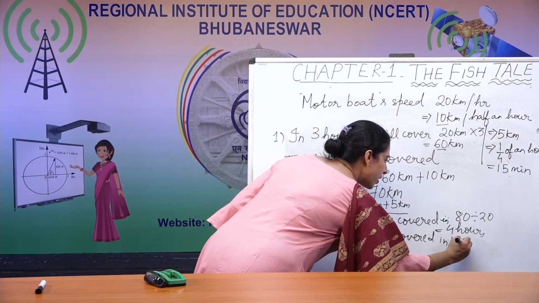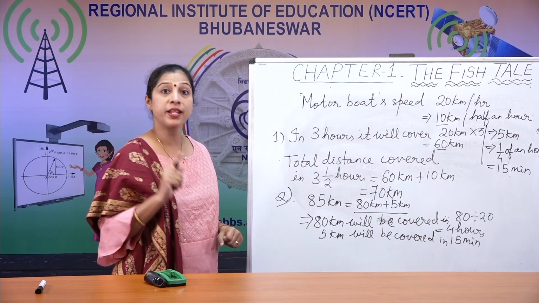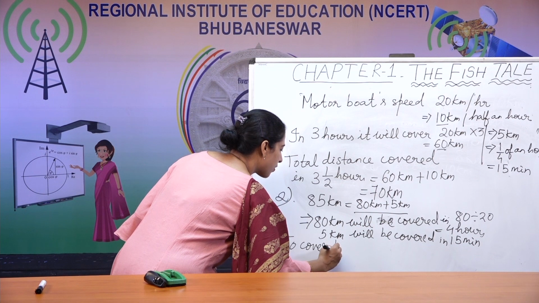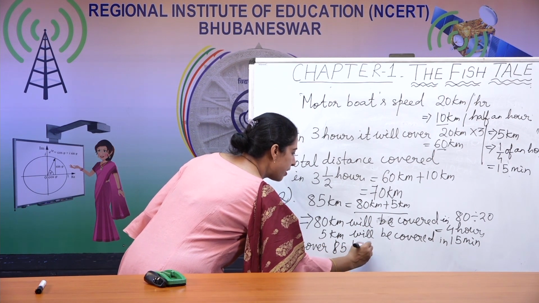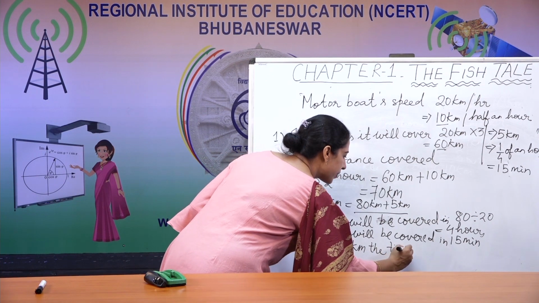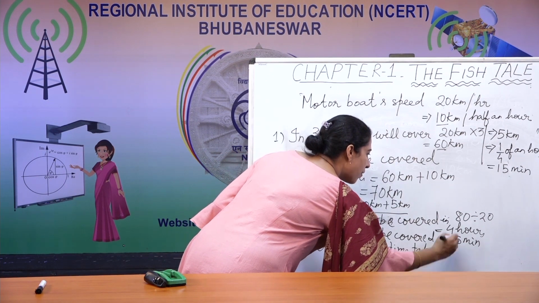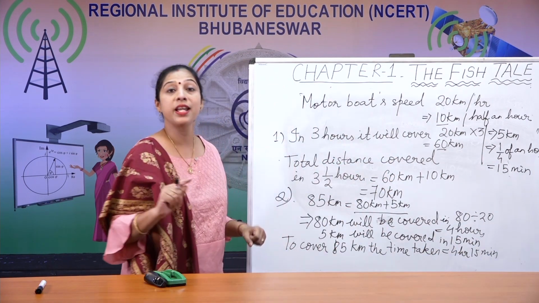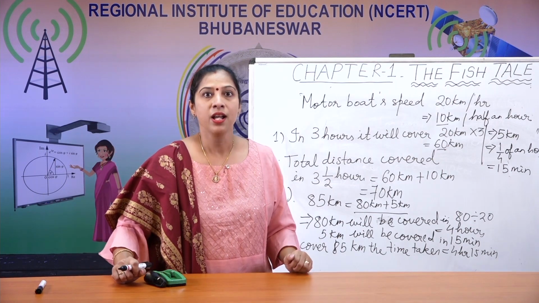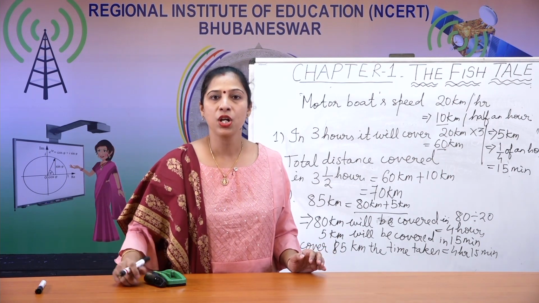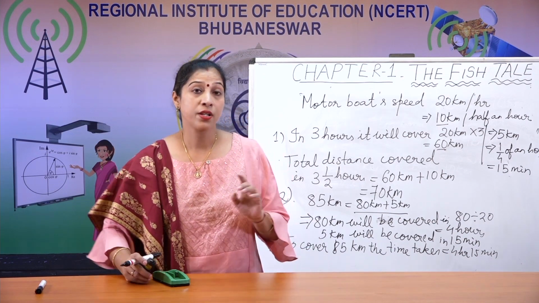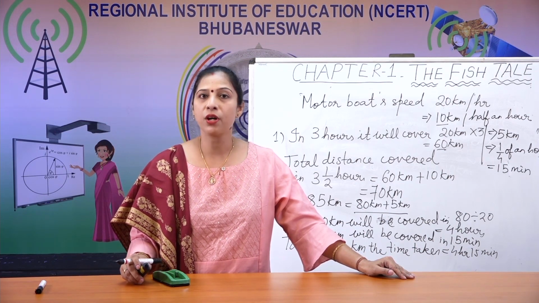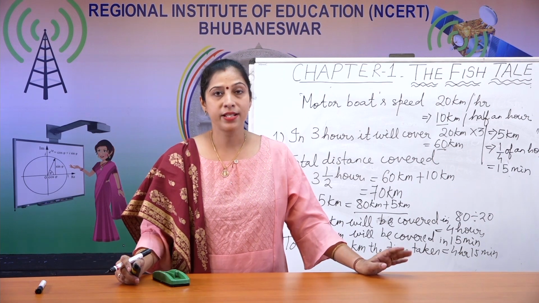15 minutes. So what is the total time taken for covering 85 kilometers? So to cover 85 kilometers, we will just add, the time taken is equal to 4 hours 15 minutes. So the total time taken is 4 hours and 15 minutes. Quite fast compared to the logboat. Now this is the motorboat which we are talking about. But there is another type of boat which is actually not very good for the environment. Let's learn about that also.